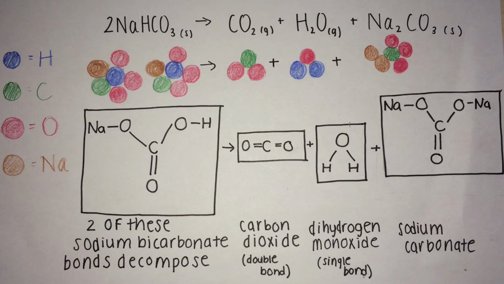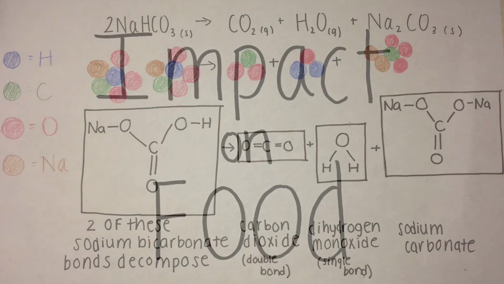This model shows what happens to the molecules during the decomposition of baking soda. Compounds form single or double bonds because compounds are more stable if the elements in the compound have noble gas electron configurations. The law of conservation of mass states that matter cannot be created or destroyed. Because of this, we had to balance the reaction by adding a coefficient of 2 in front of the sodium bicarbonate compound. This ensured that we had the same number of each element on the reactants and the product side.